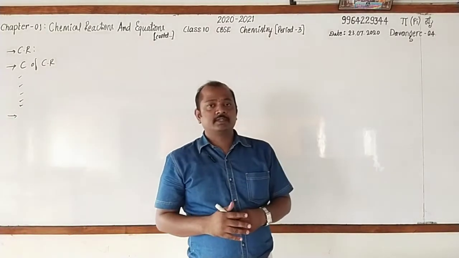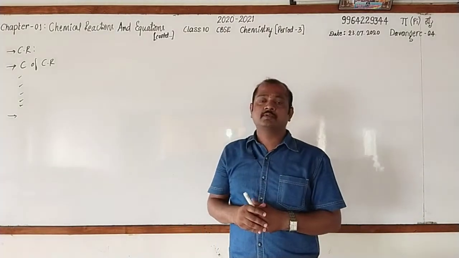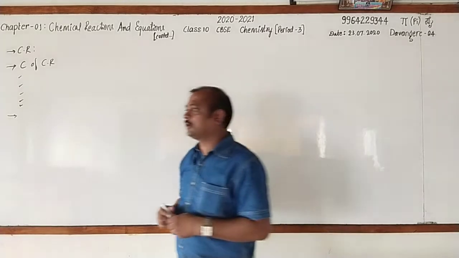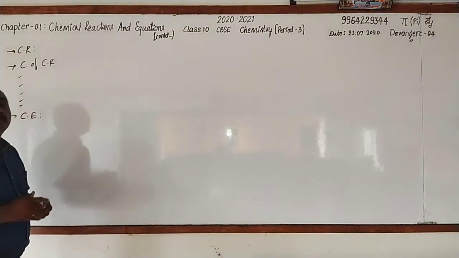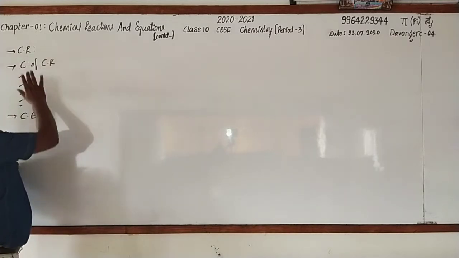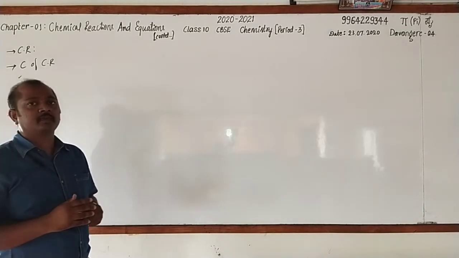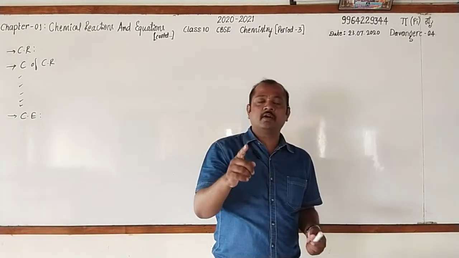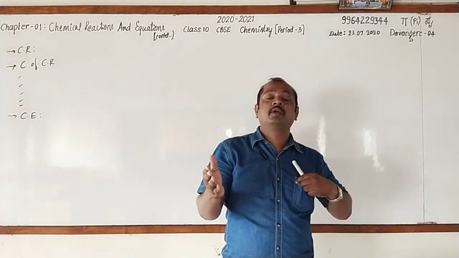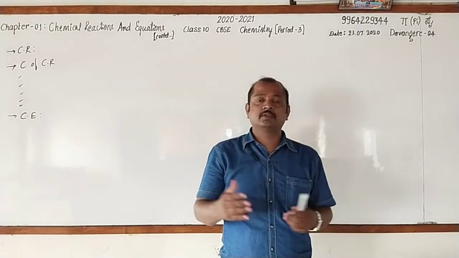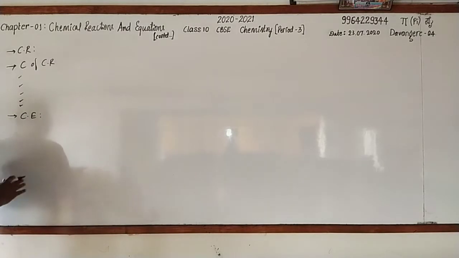Then after this, we come across the symbolic representation of chemical reaction. What is it called? Yes, you are right. It is called chemical equation. The symbolic representation of a chemical reaction is called chemical equation. You can also define this as the method of representing or writing a chemical reaction using the chemical formula of reactants and products with some symbols, right? So it is called chemical equation.